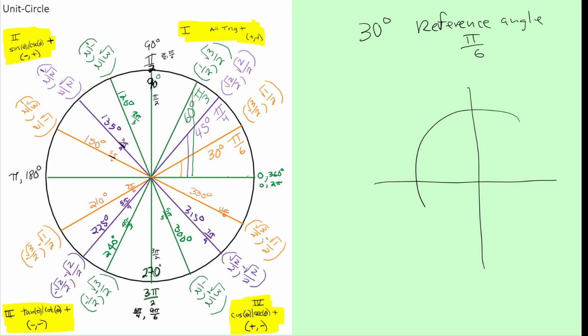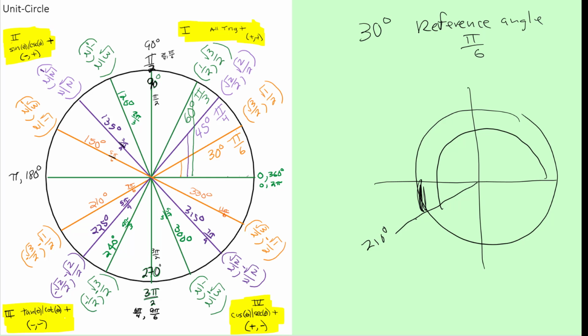So if you have a circle and you go all the way to here, that's 210 degrees. Well, it's 210 degrees, but this angle right here, from here to 180 degrees, that part is a 30 degree reference angle. So when we're talking about reference angles, that's what we're talking about. All right, back to the unit circle.